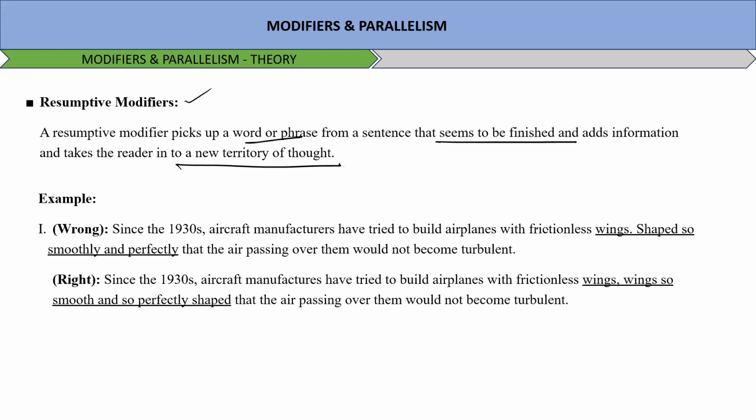Now, see, since the 1930s, aircraft manufacturers have tried to build airplanes with frictionless wings so smooth and so perfectly shaped that the air passing over them would not become turbulent. This is like, see, a full stop, and then just getting into the verb, and actually using the subject about which we are talking and then continuing the sentence makes a difference. Okay, so this is a resumptive modifier.